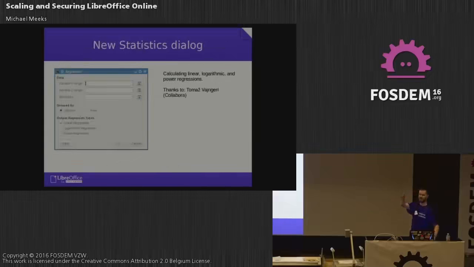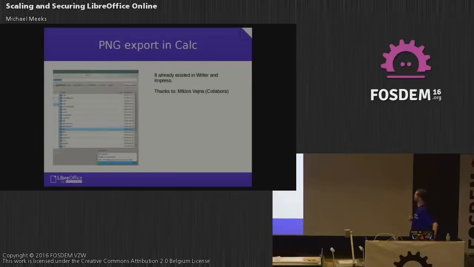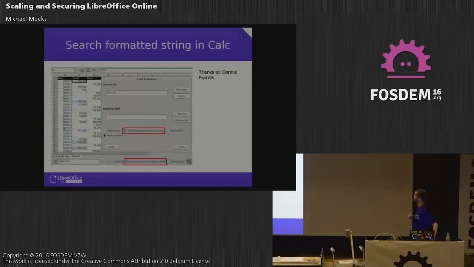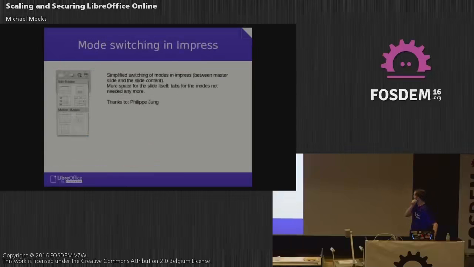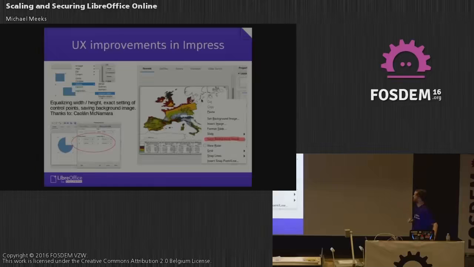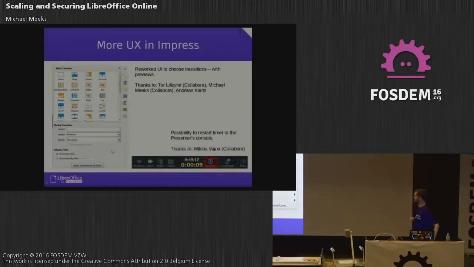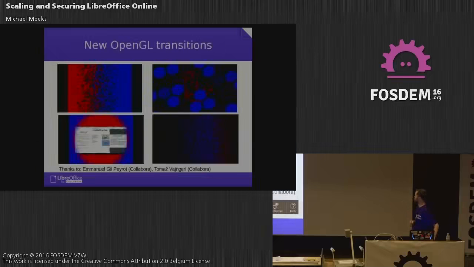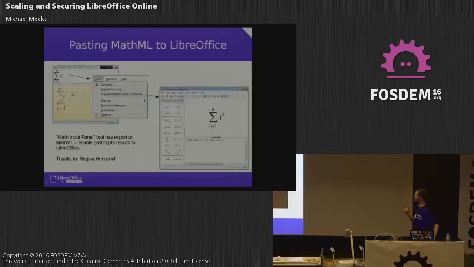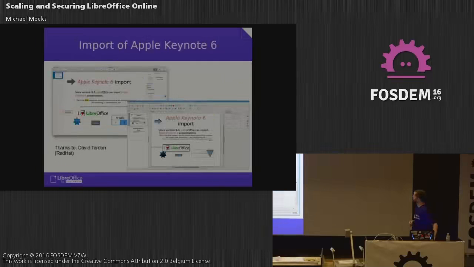Lots of improvements in mail merge, embedding, a formula wizard. ICA has done amazing things to the table syntax and the Excel Calc core, let's say. But they're not screenshotted, so they're not on the screen. I'm sorry about that. Better statistics dialog, PNG export, and Calc search, lots and lots of lovely things. Lots of user experience improvements to make it easier to use. Better stuff in Impress. New OpenGL transitions that are interoperable and pretty.